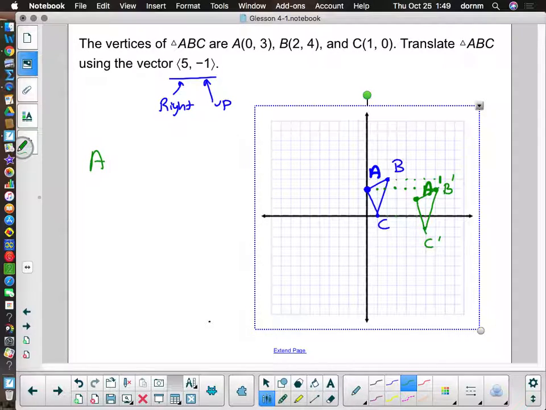Now, if I want to do it without the picture, it's just as easy. A, I said, was at (0, 3). My vector is <5, -1>. So what do we do? 0 plus 5 is 5.